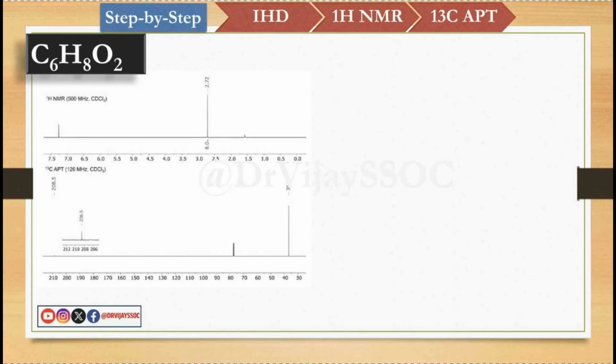So after revising all those chemical shift values, now we are ready to take this challenge. First we will calculate the index of hydrogen deficiency.